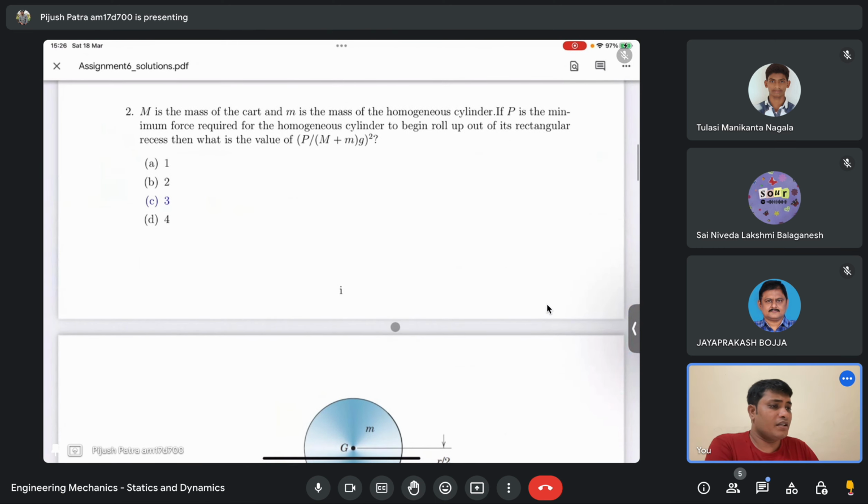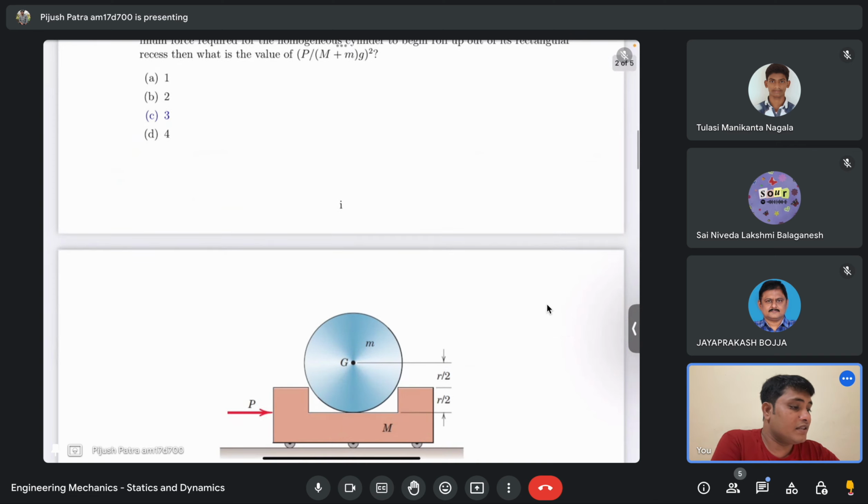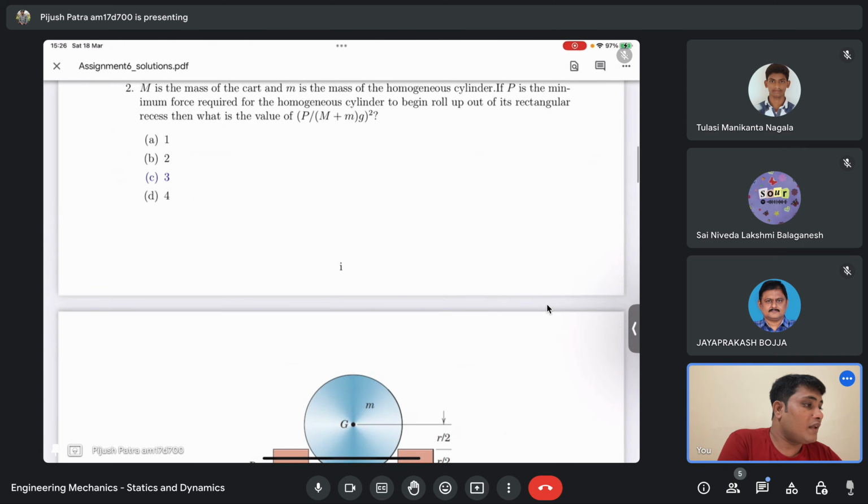So this is again not just a free body diagram you need to draw. M is the mass of the cart, and m is the mass of the homogeneous cylinder. Okay, and if P is the minimum force required for the homogeneous cylinder to begin to roll off out of its rectangular recess, then what is the value of P divided by (M plus m) into g?